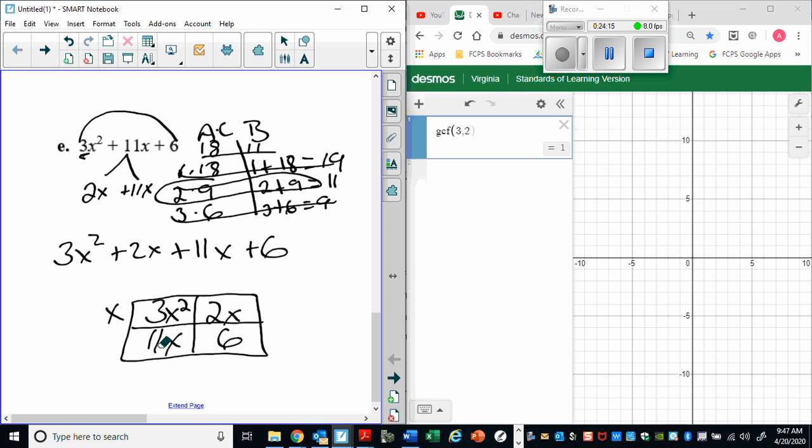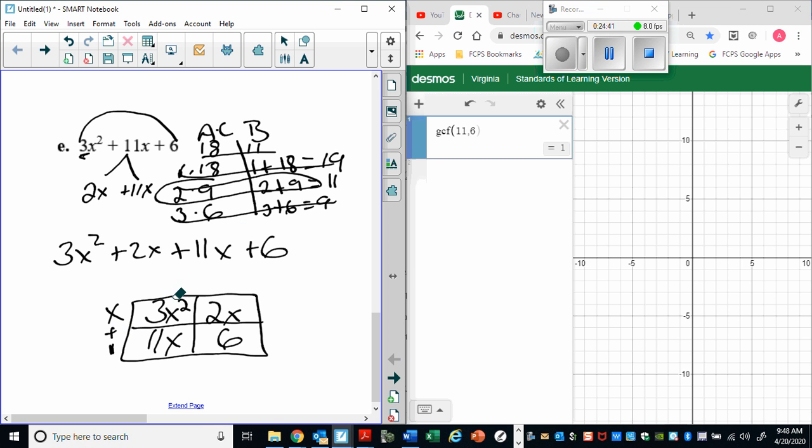Horizontally, 11 and 6. Let's see. Well, is there anything? I know 12, but what about 11? 11 and 6. Nothing. It's just a 1. Okay. But can I take out an x? I can't take out a number or a variable, so what do I put there? I put a placeholder of a 1. So I come back here, and I just put positive 1.